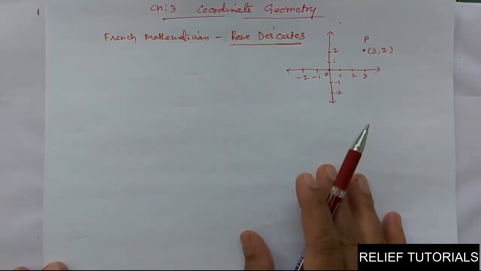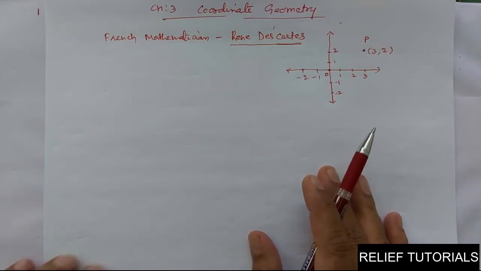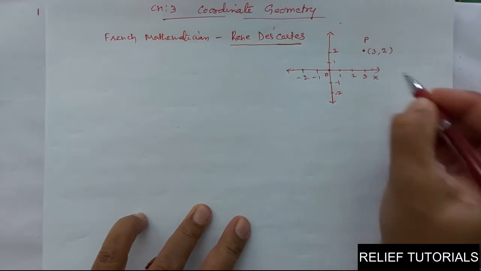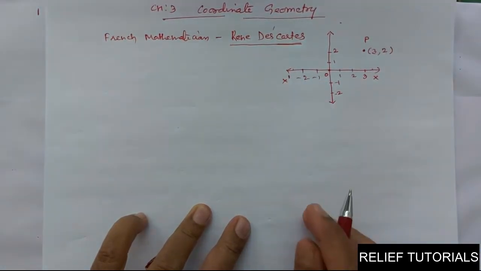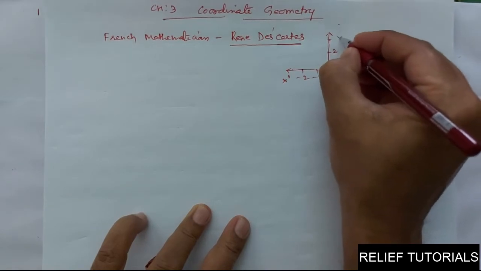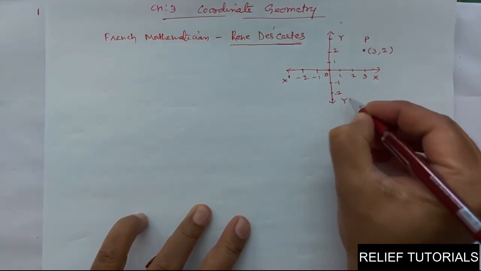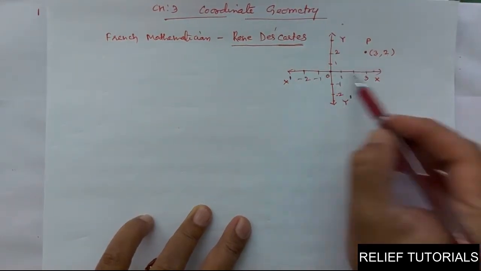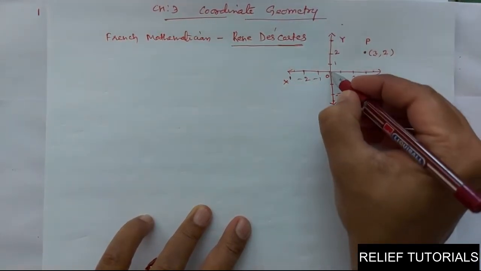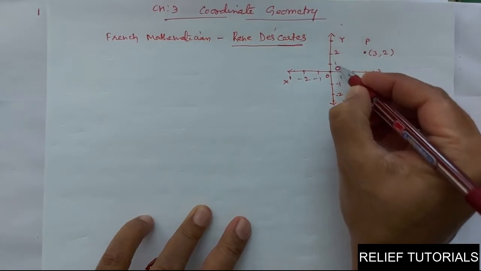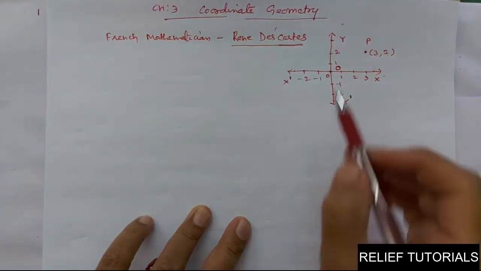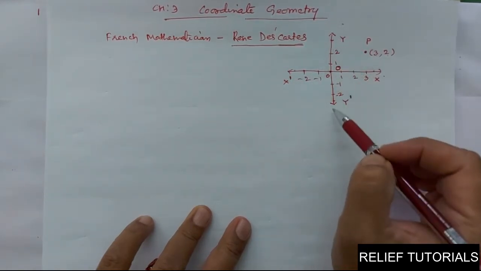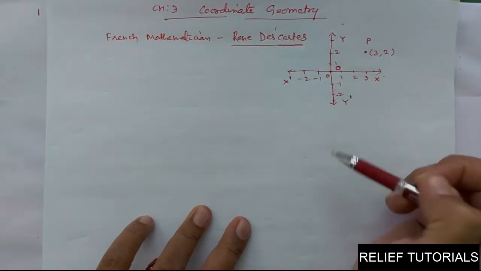In this Cartesian system, there are two perpendicular lines. We call them x dash and y dash. Both these lines, x dash and y dash, intersect at a point called O, and this is called the origin. So what is origin? Origin is the point of intersection of two perpendicular lines, that is, the x-axis and the y-axis.